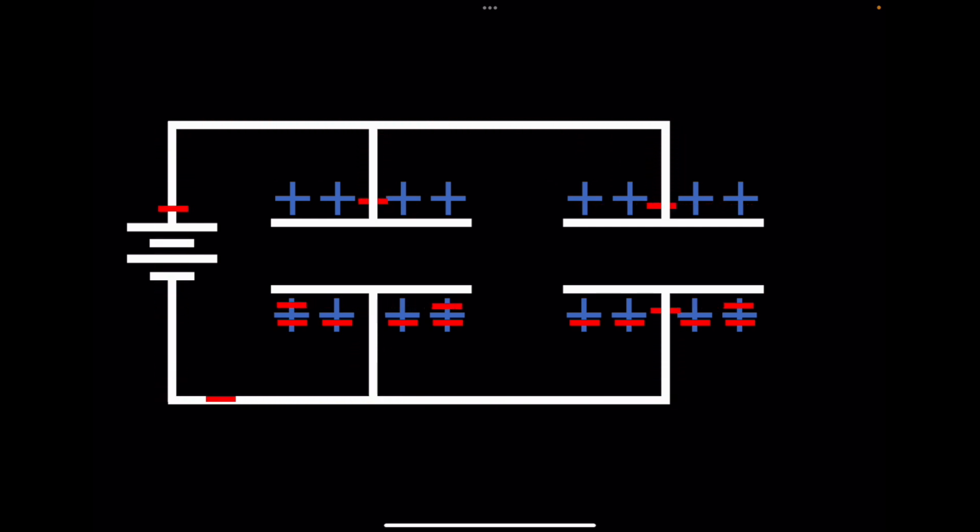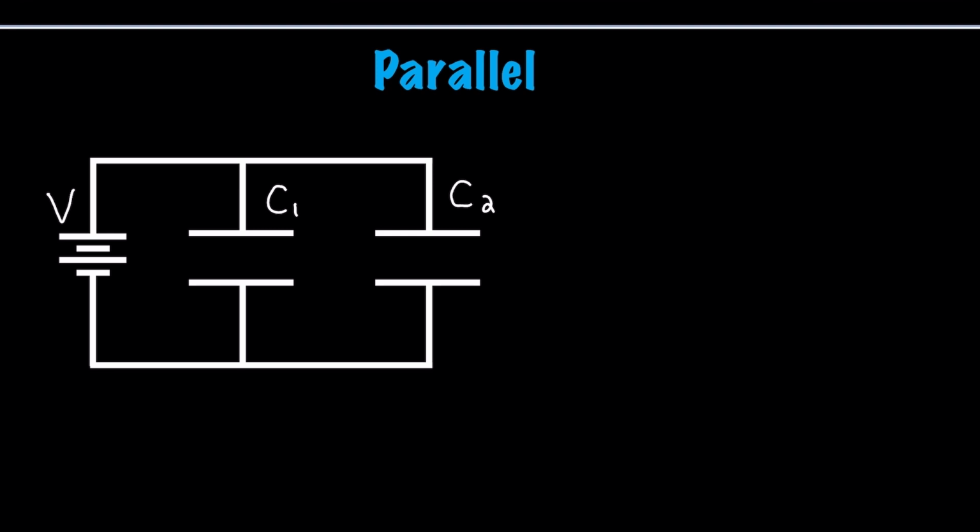This allows for more total charge to be stored by the capacitor combination compared to a single capacitor with the same capacitance. For the two capacitors shown here in parallel, I have assigned them capacitance values C1 and C2. Now for any circuit elements that are in parallel, the potential differences across them are the same. So for capacitors in parallel, they're each going to store the same potential difference.